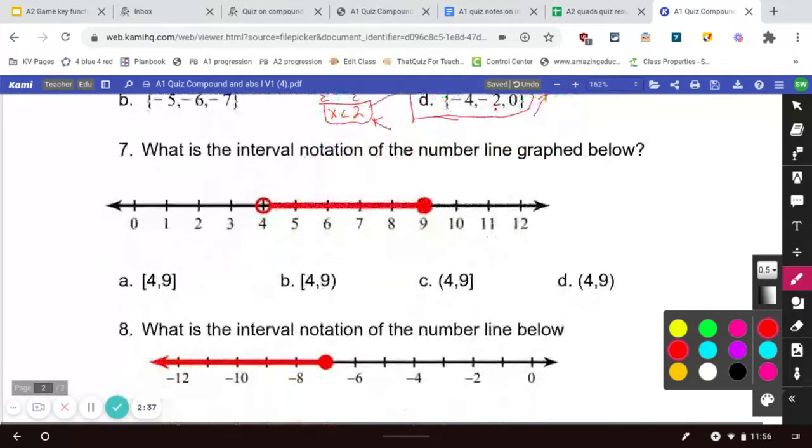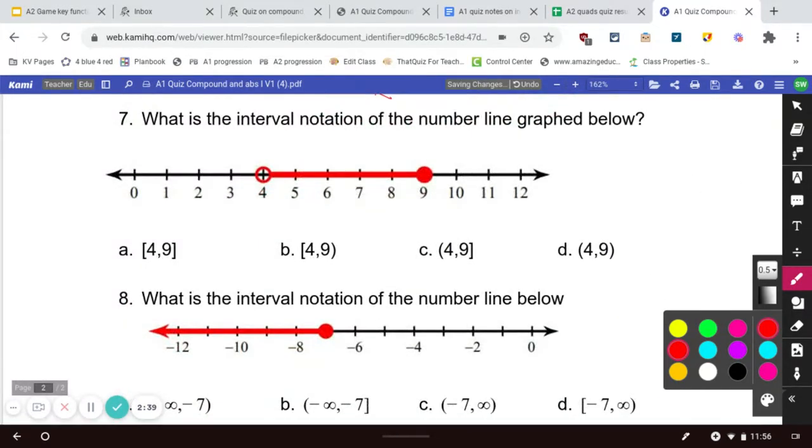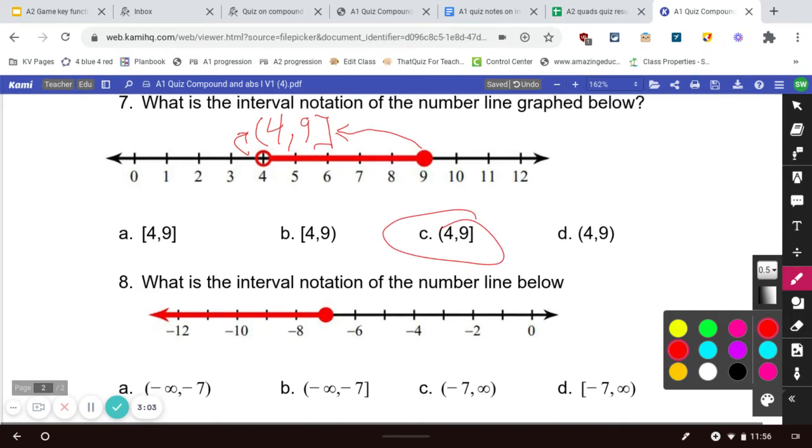Let's see. Number 7. All right, so we have an open dot at 4. So that's going to be a parenthesis at 4. And we've got a bracket at 9. So it's going to be a 4, 9, and a bracket. So bracket is for closed dots, and open dots are for the 4. Okay. So, yep, looks like option C.